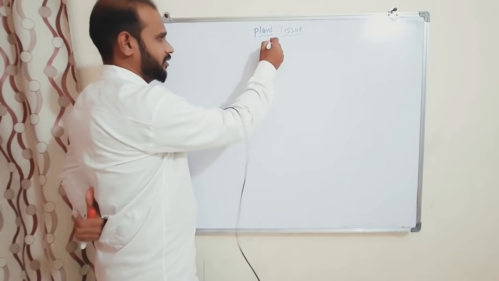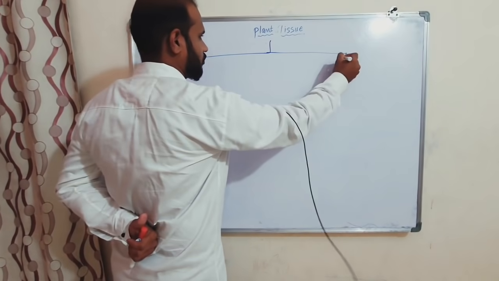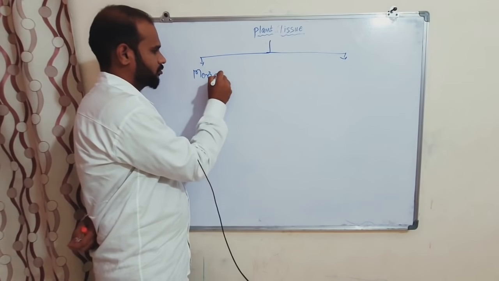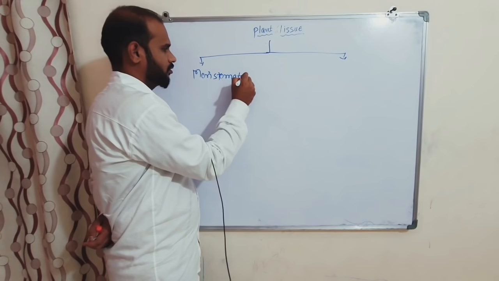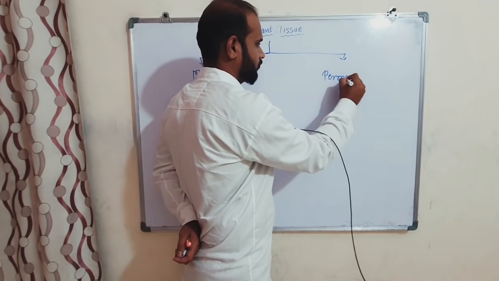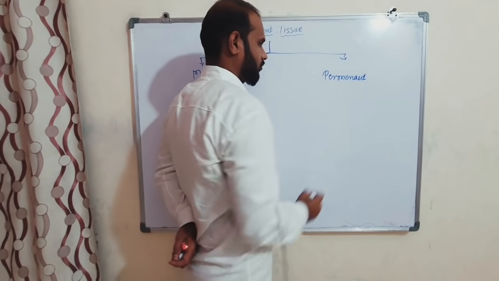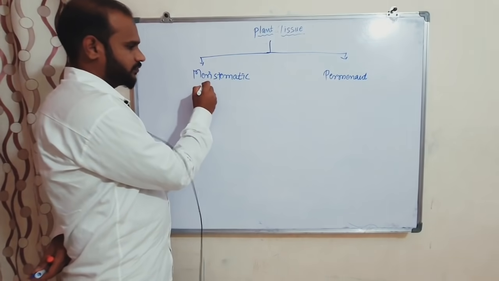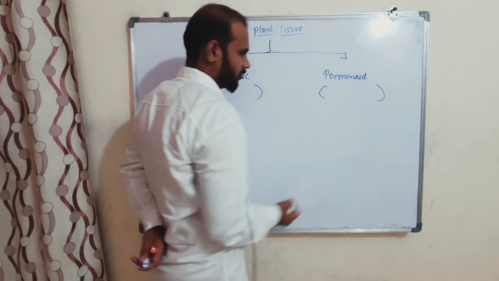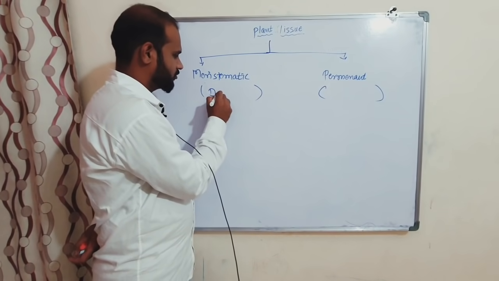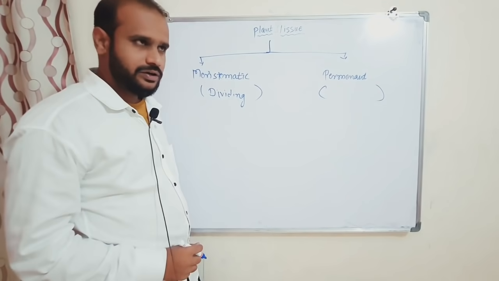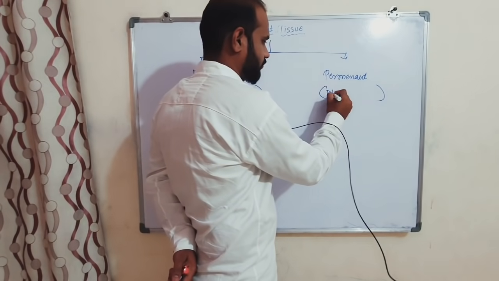Plant tissue is mainly divided into two types. Which are those? One is meristematic and another is permanent tissue. The main difference is that one is dividing and the other is non-dividing. Everyone has an idea: meristematic is dividing tissue and permanent is non-dividing tissue.